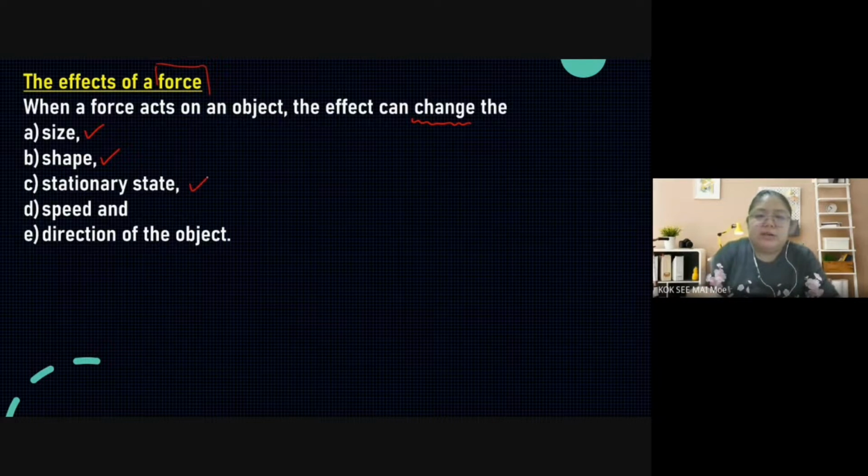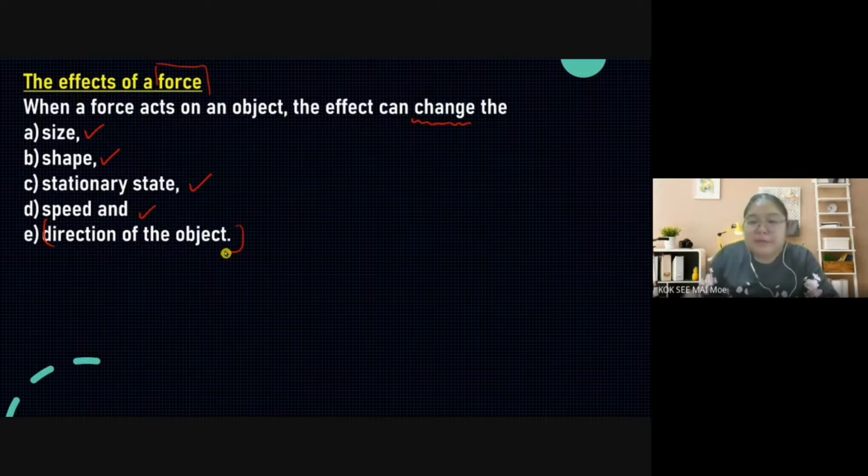Stationary state: the object is stationary, then I apply a force. I pull it or push it, then the trolley can move. So that is a stationary state changing to a motion state. Speed also can increase: the ball comes, you kick the ball, then the ball moves faster. So that is speed. Direction you can also change: when the ball comes, you kick it in another direction.